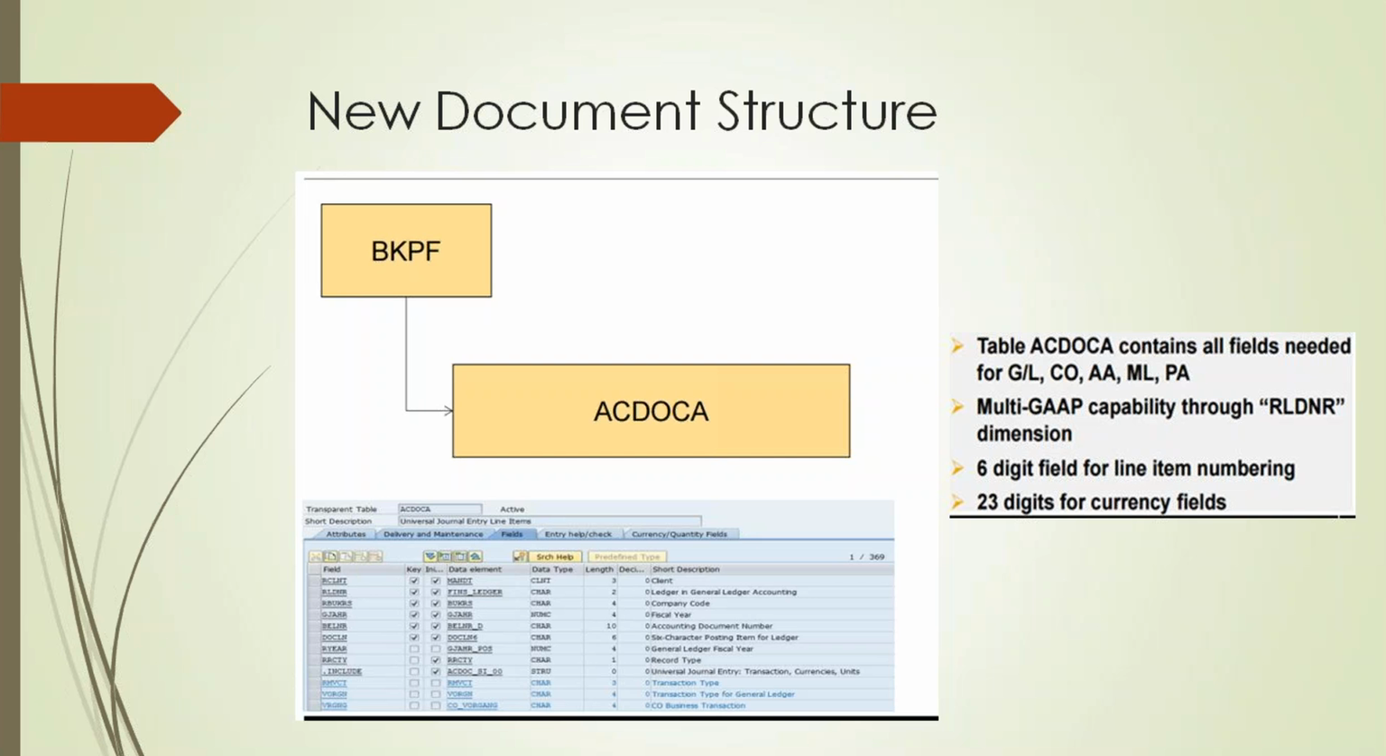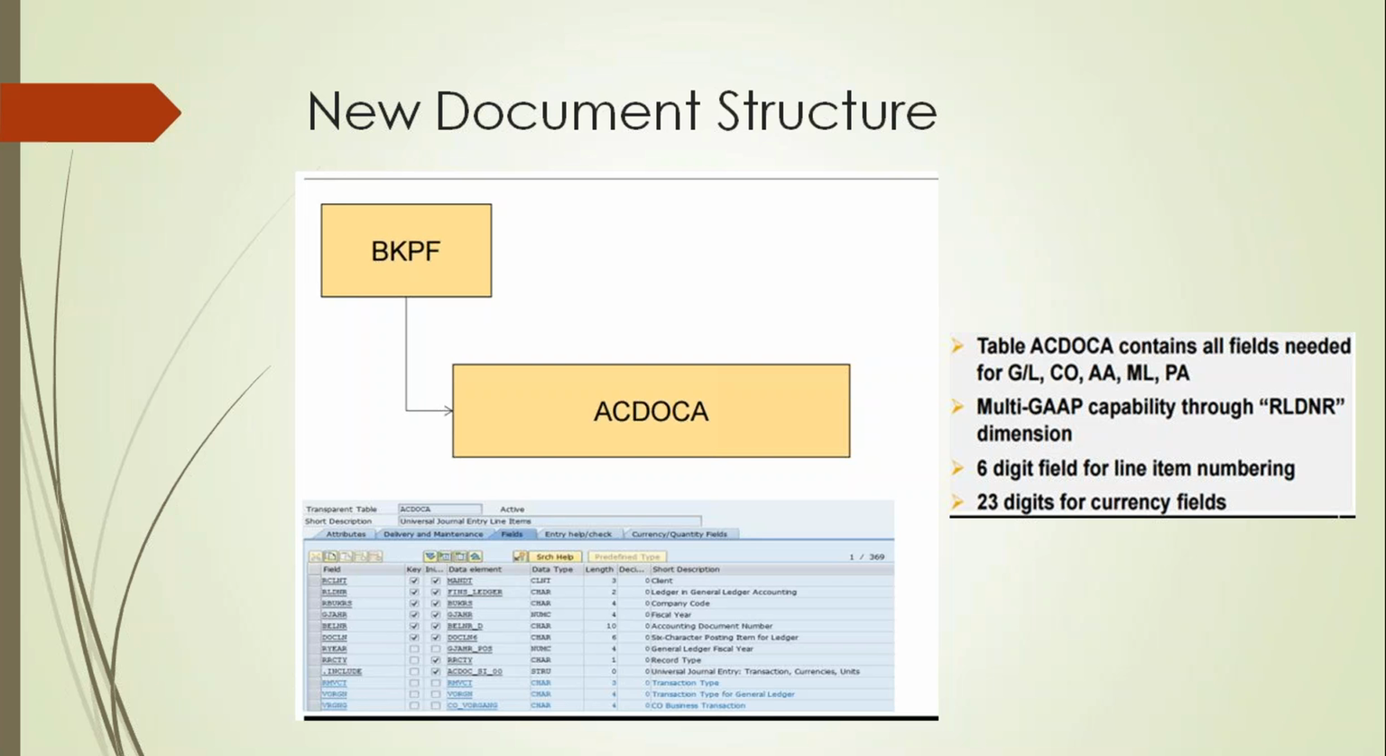Similarly, for currency fields today, what is the maximum number we can have? 13. Currency field 3 digits. Yeah, so now it will be 23. So these are some of the benefits that the Universal Journal has.